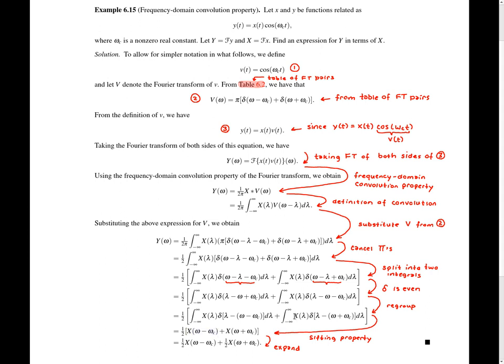And then in this integral over here, we're going to apply the sifting property as well. So this integral is of the form of the sifting property, and this whole integral is going to evaluate to big X of lambda, evaluated at lambda equal to omega plus omega c. So here we're going to get on the next line big X of omega plus omega c. And then obviously we can multiply the 1/2 here into both terms to get to the last line, which is this line here, which is our final answer for the expression for big Y in terms of big X.